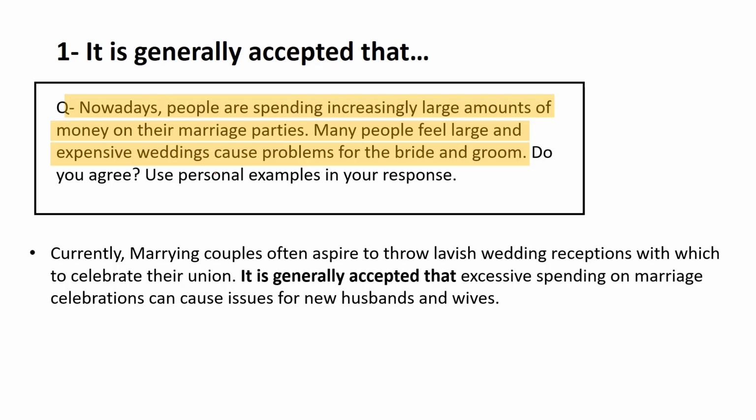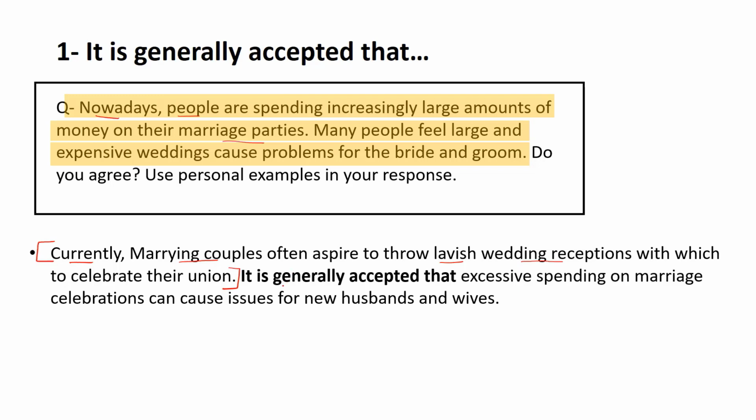As you can see, the first sentence here in my introduction is a broad or general sentence on the topic itself, and I use synonyms to speak about this topic. For example, instead of nowadays, I use the word currently, and instead of people, I use marrying couples because I know that these people are married. Instead of spending increasingly large amounts of money, I use the word lavish because it means expensive, and instead of marriage parties, I use wedding receptions.